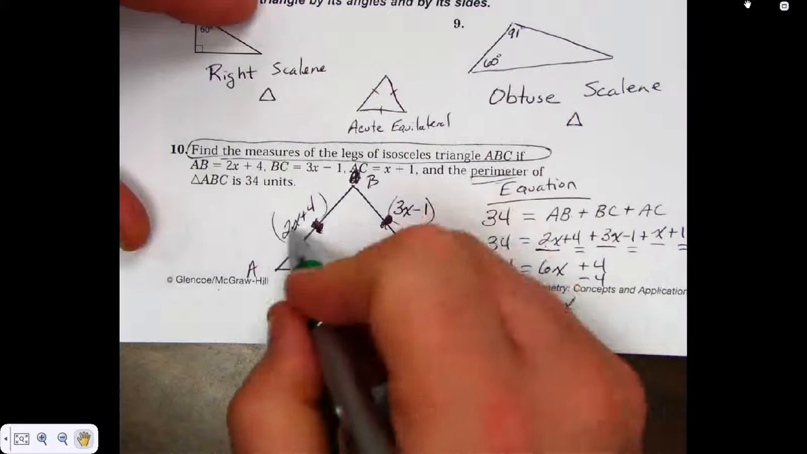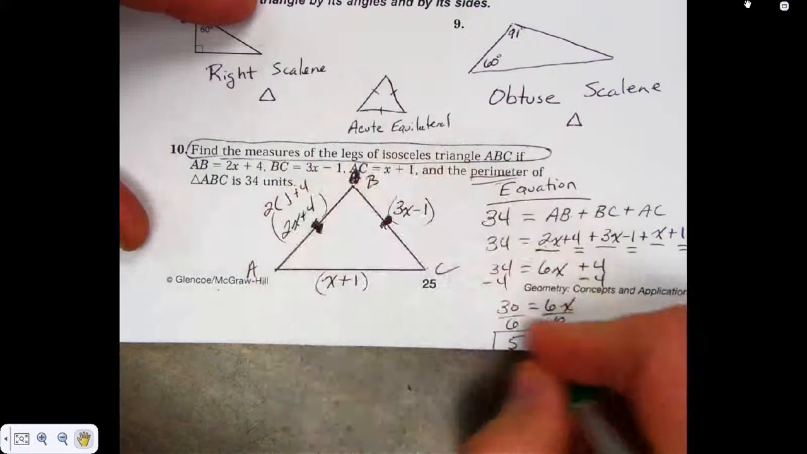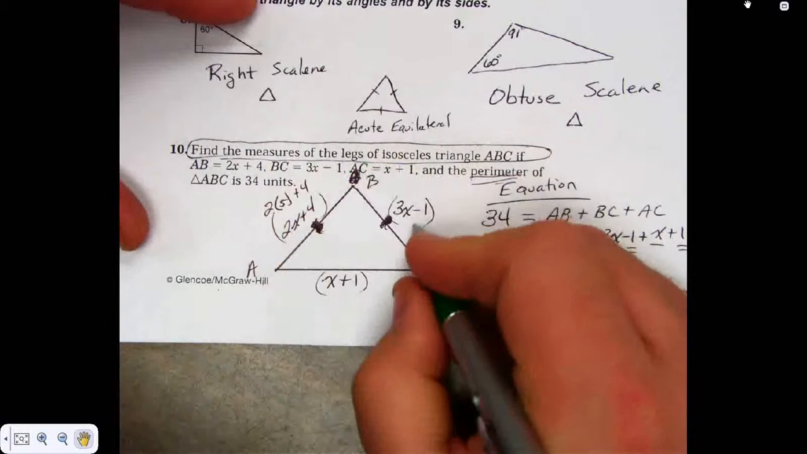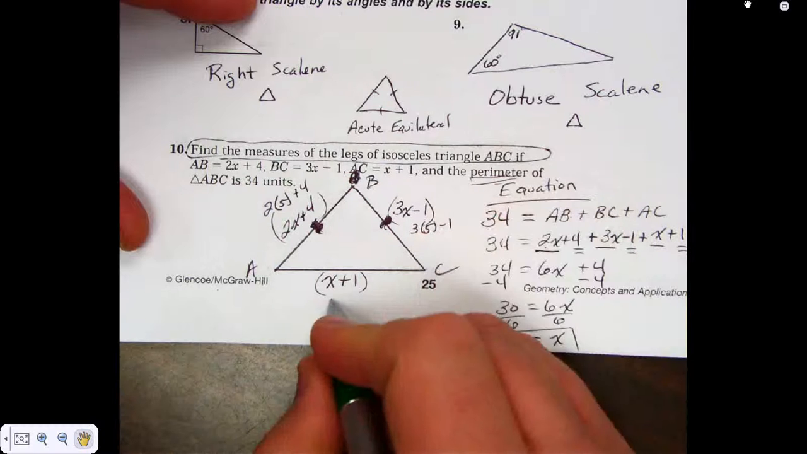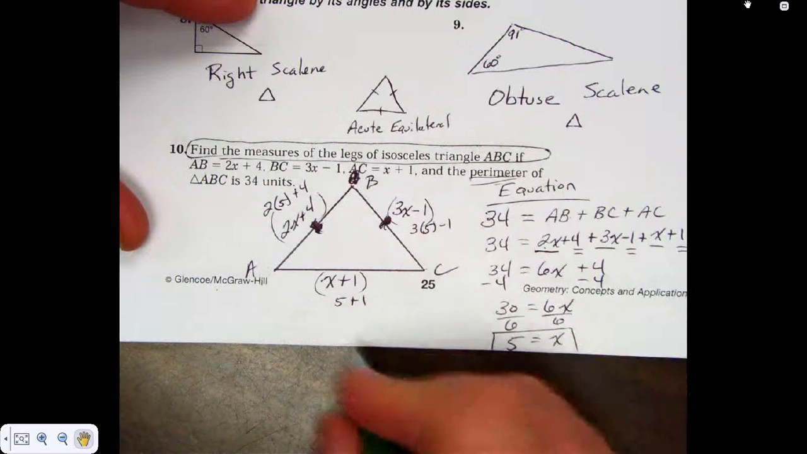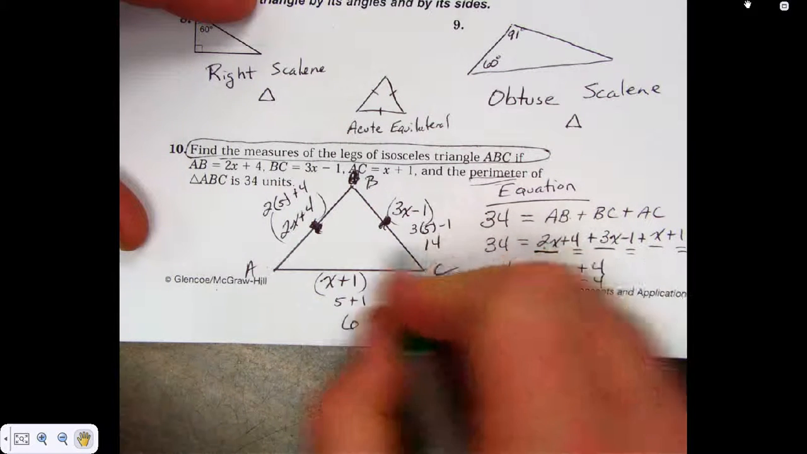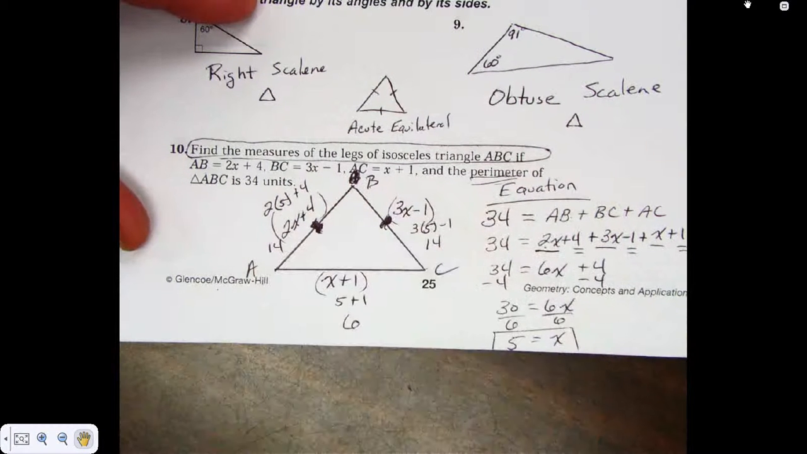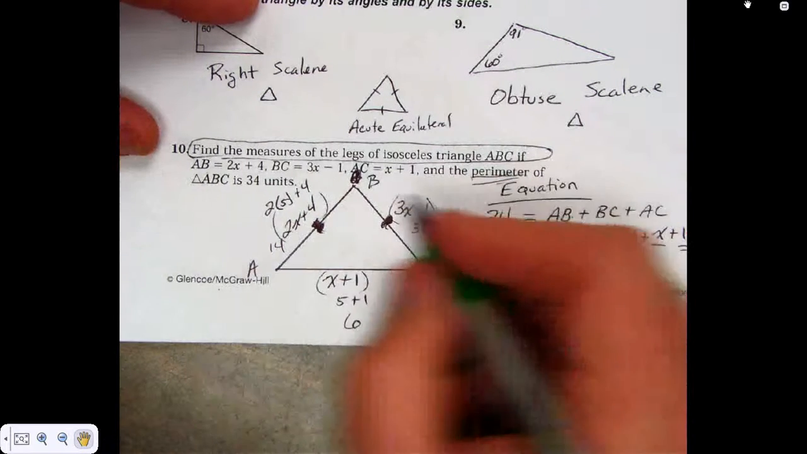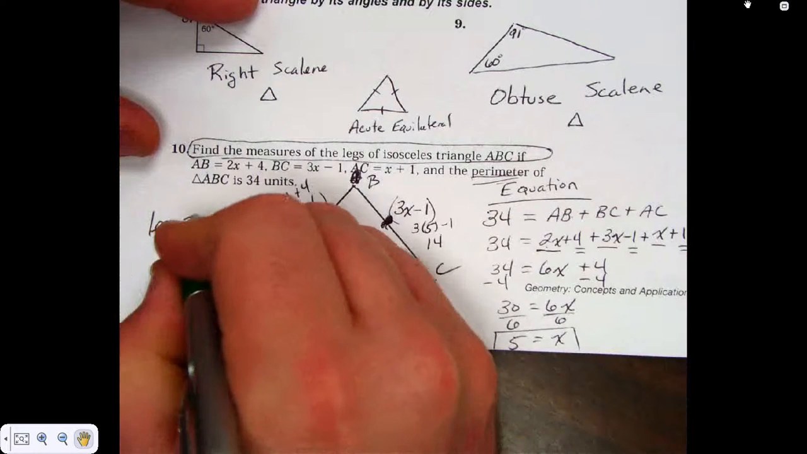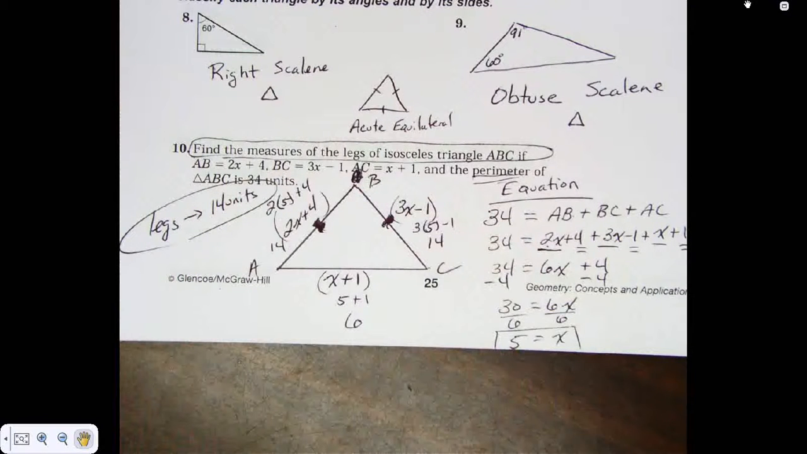So what I'm going to do is I know that this side is 2 times whatever x is plus 4. What is x? I know this side is 3 times whatever x is minus 1, and x is 5. And I know that this side is whatever x is, which is 5, plus 1. So this one's what? 6. This one is, and this one is what? So which 2 are my legs? So the legs are what? 14 units. 14 is your answer, is it not?